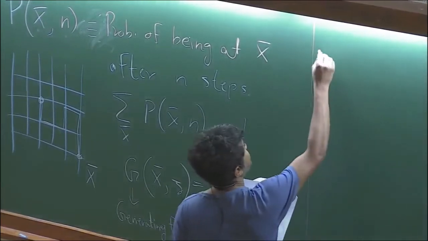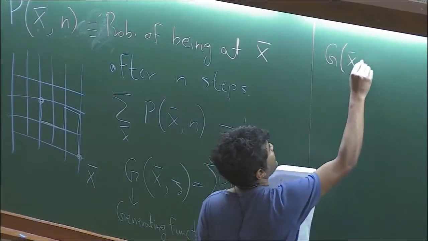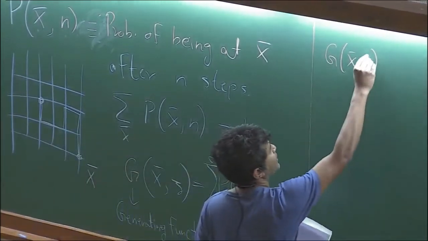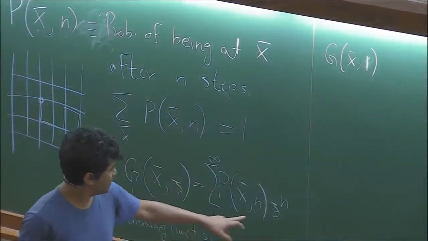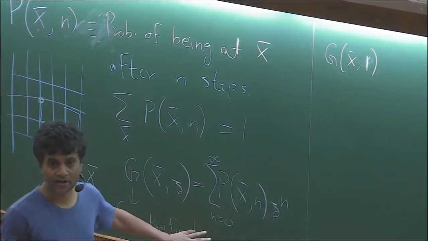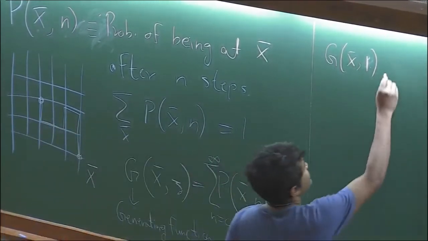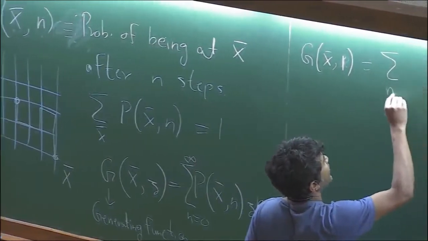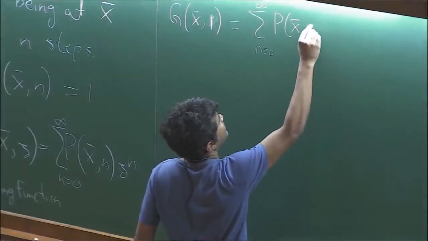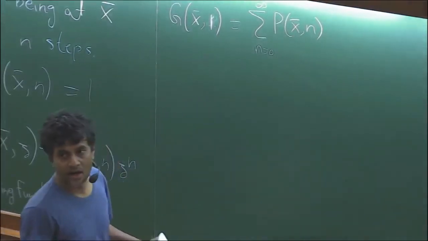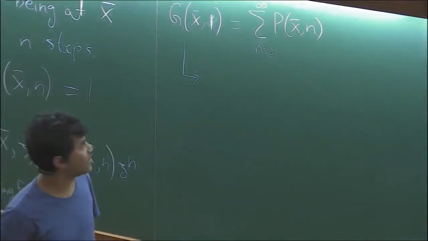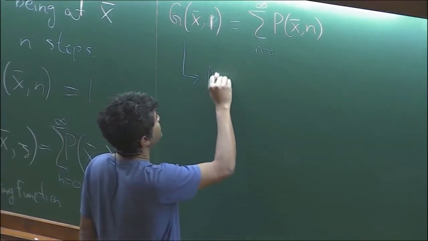And then I said that g of x bar at z equal to 1. So if you put z equal to 1, then it's just the sum of these probabilities at a given site for all times. So this is a sum over all times at a given site. And I gave actually a proof that this is basically the mean number of visits.